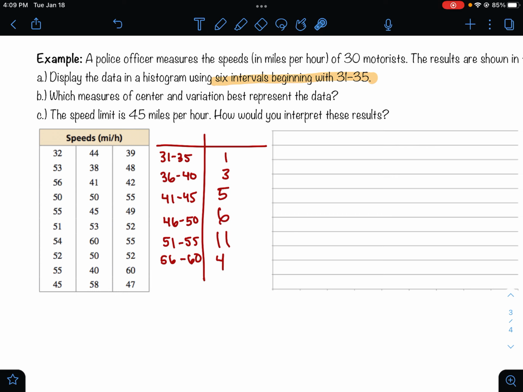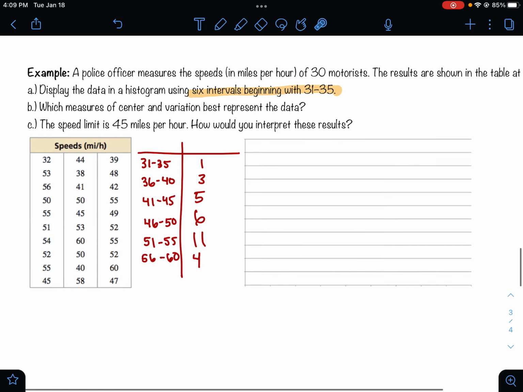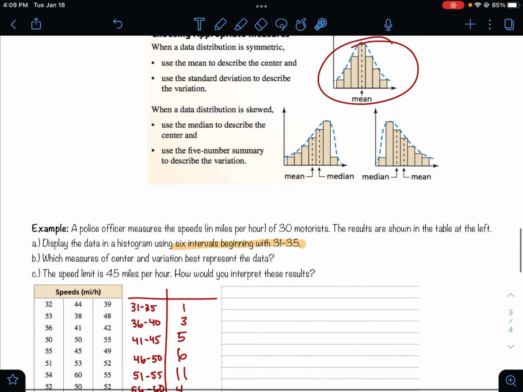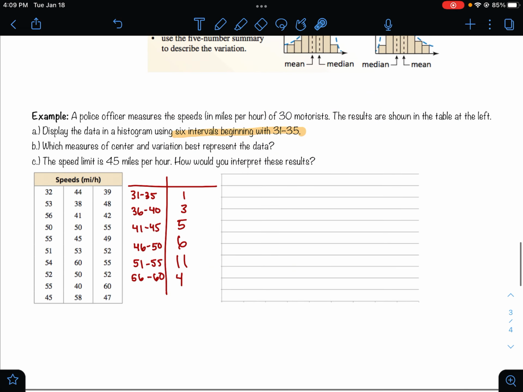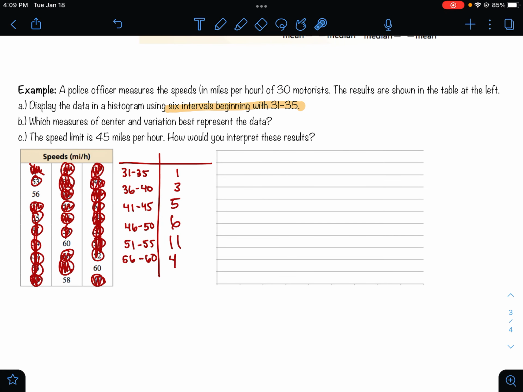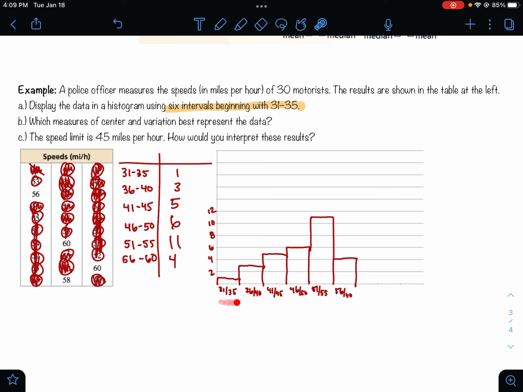Since there are 30 motorists, you should probably check and make sure that they all add up to be 30. So if you add 1, 3, 5, 6, 11, 4, it does add up to be 30, so our data is okay. And then you're going to graph it. Just like you did up here, you're going to take your frequency, you're going to make your x-axis, and by the way, you're going to cross those out as you do them. And then you're going to make your graph. You'll notice the x-axis here with all the ranges, and then the y values, make your bar.